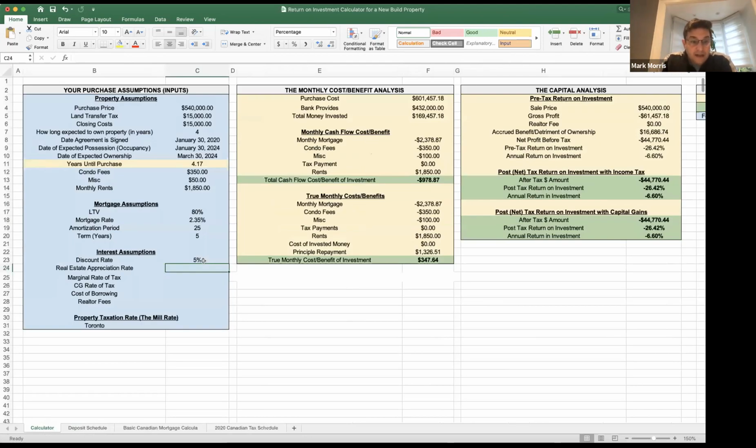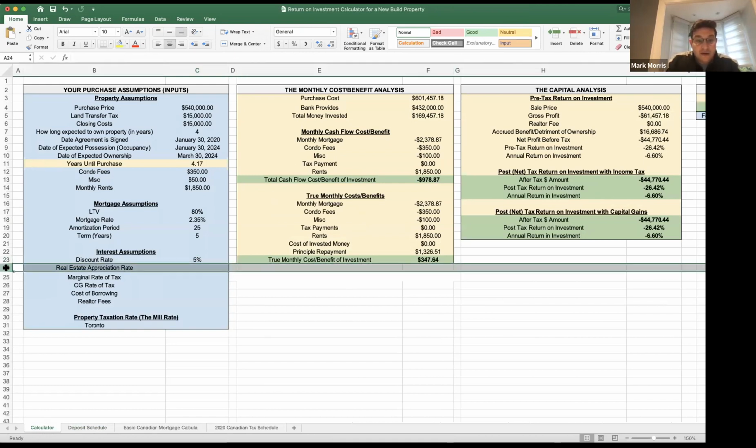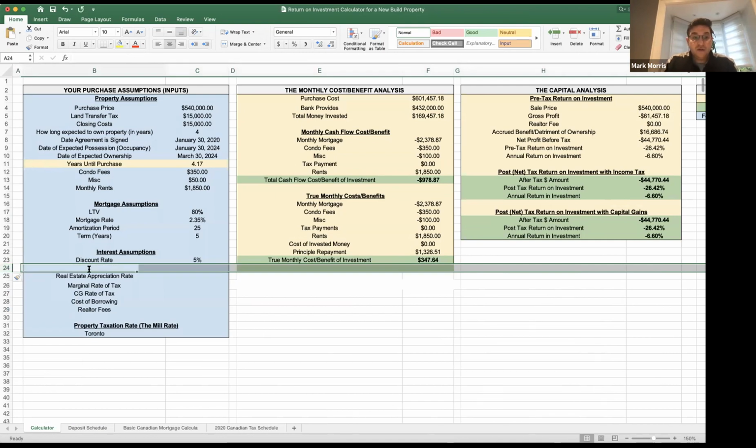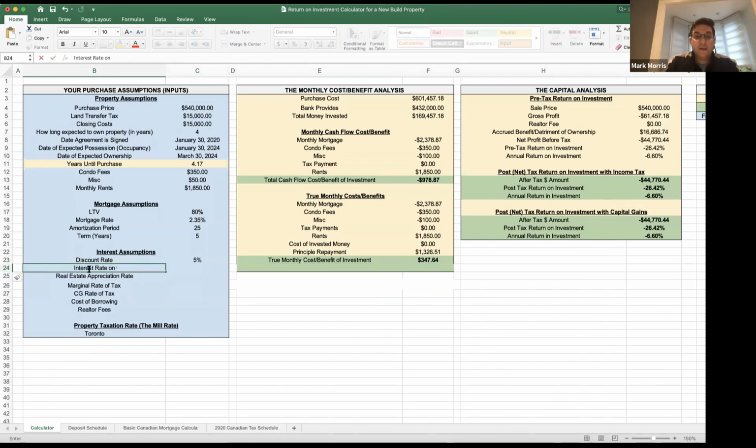I don't know why I did that. Usually I don't do it by that. Sorry, I'm going to make a change here. I usually say interest rate on money invested, normally, just to make it clear. And I'm going to say that I can make 3% on that.